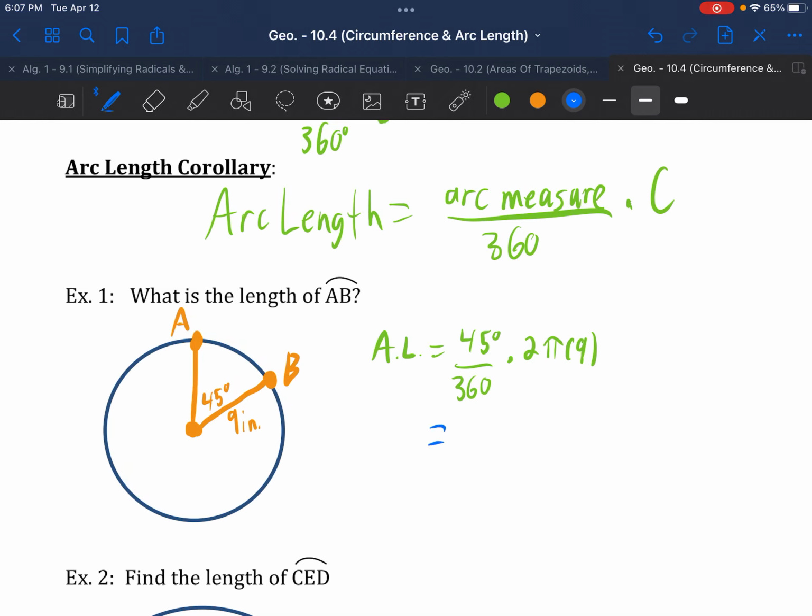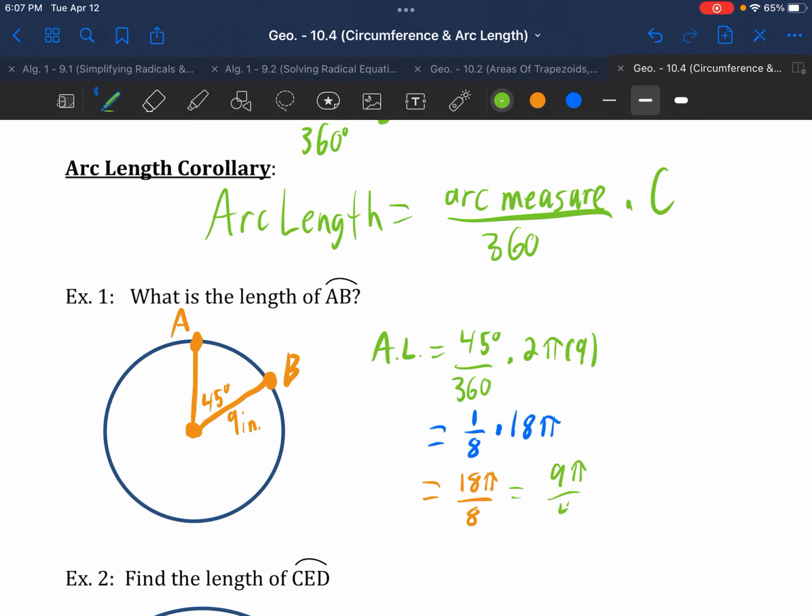So it's equal to 1 over 8, which is what 45 over 360 simplifies to, times 18 pi, which is what 2 times 9 would be. And if we multiply 1/8 and 18 pi, we end up with 18 pi over 8. But that reduces to 9 pi over 4. And this would be in inches.